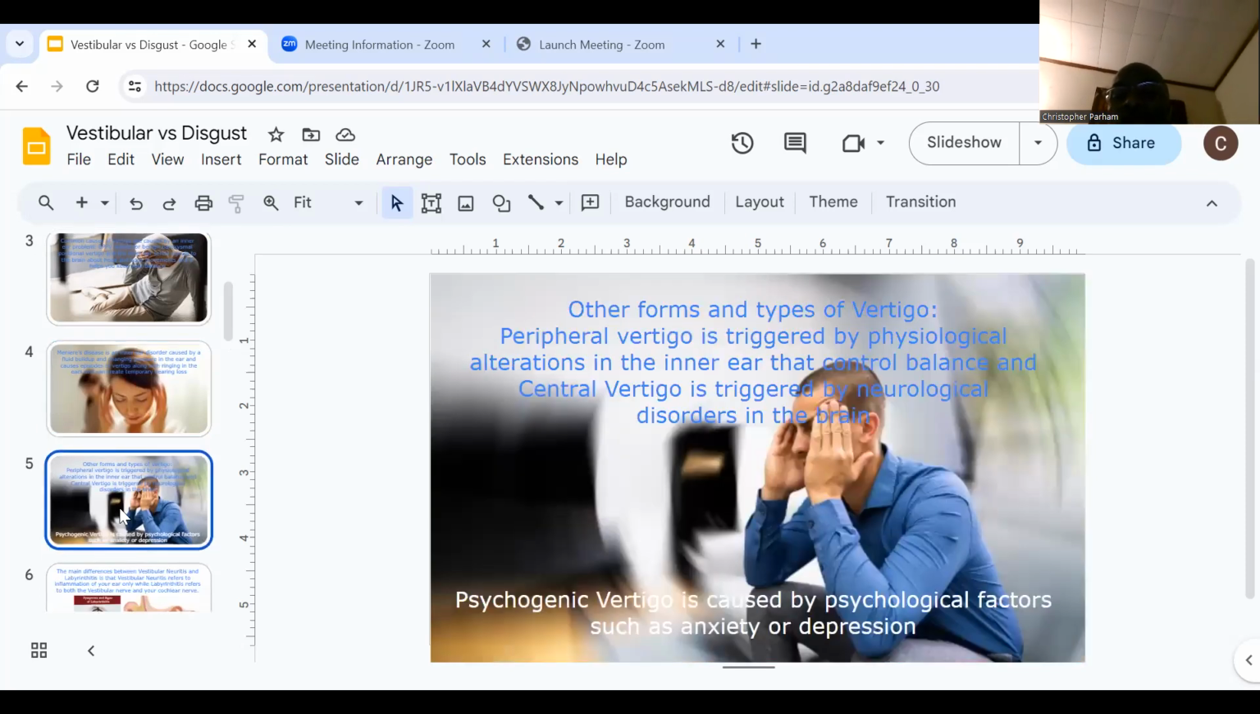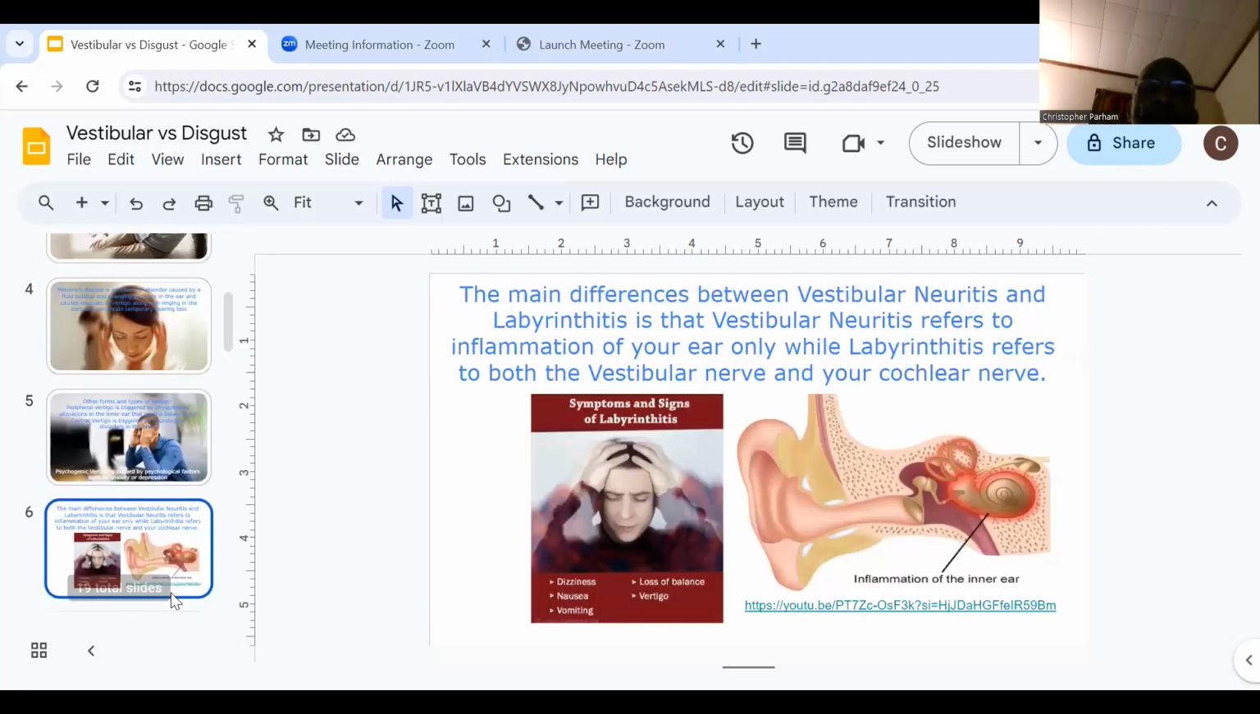Other forms and types of vertigo: peripheral vertigo is triggered by physiological alterations in the inner ear that control balance, and central vertigo is triggered by neurological disorders in the brain. Psychogenic vertigo is caused by psychological factors such as anxiety or depression. The main difference between vestibular neuritis and labyrinthitis is that vestibular neuritis refers to inflammation of the vestibular nerve only, while labyrinthitis refers to both the vestibular nerve and your cochlear nerve.